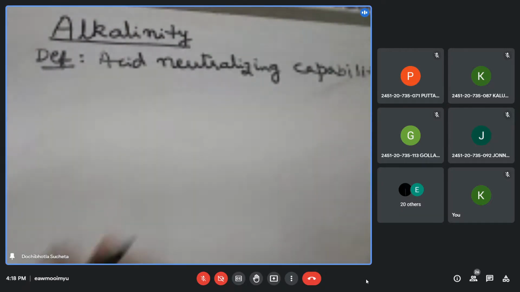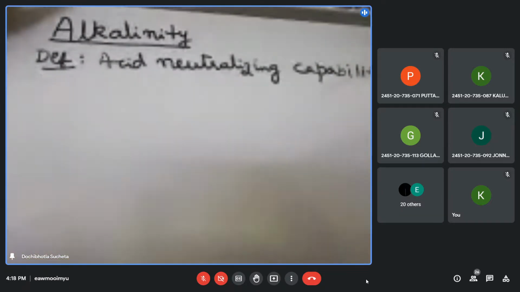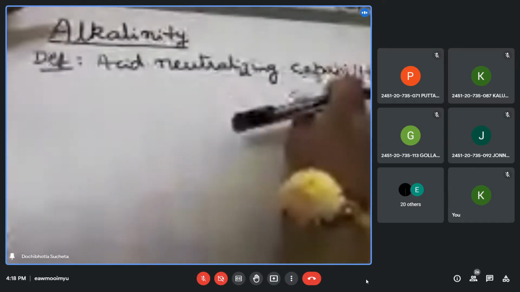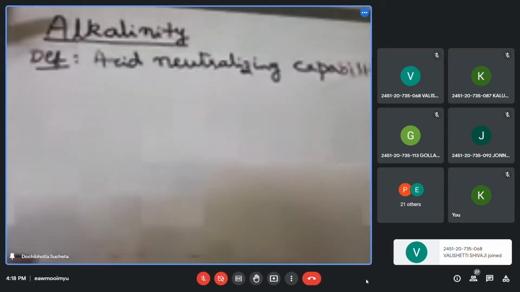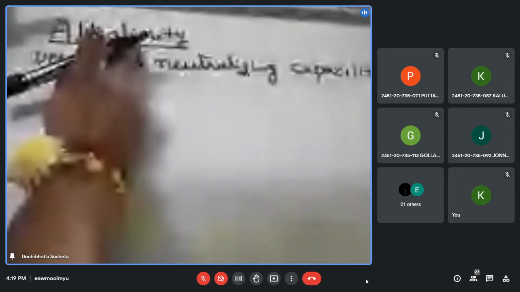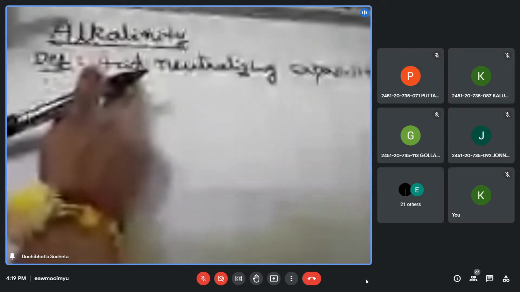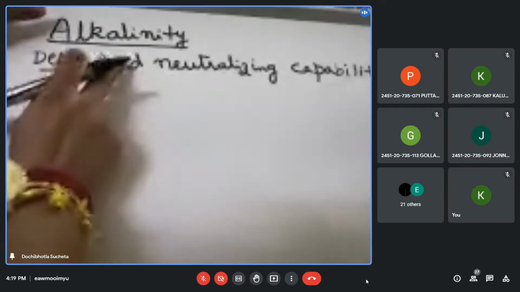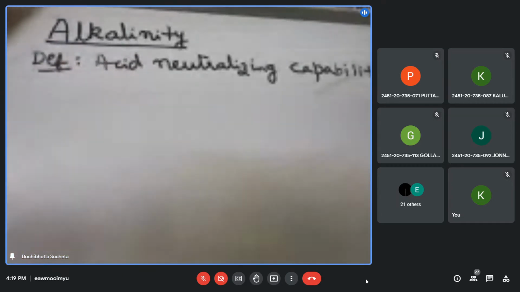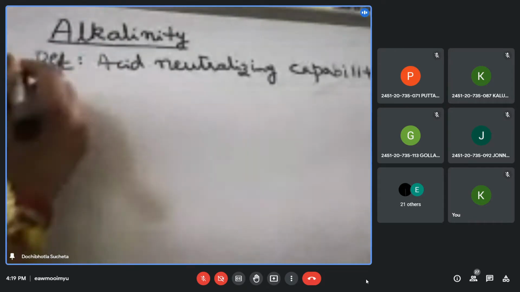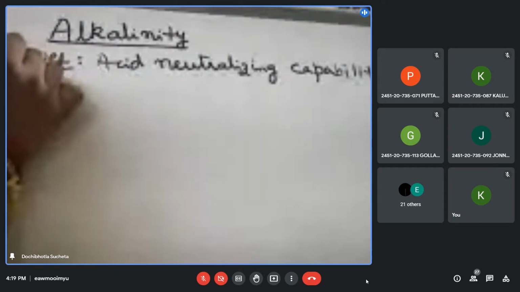It is defined as the acid neutralizing capacity of water. Now, can anyone tell me, what type of titration am I talking about? Alkalinity, acid neutralizing capability. So what type of titration? It is an acid-base titration. Before I say more about that, I'll say the next point. The first point is the definition.